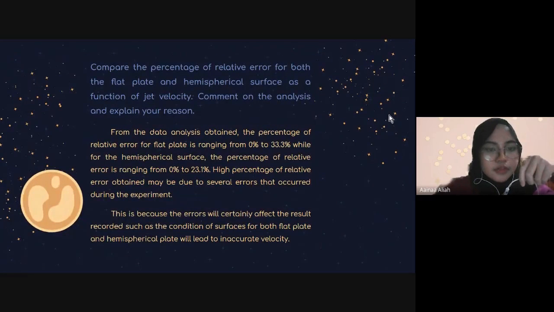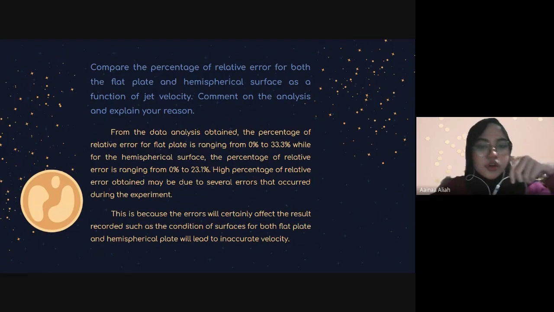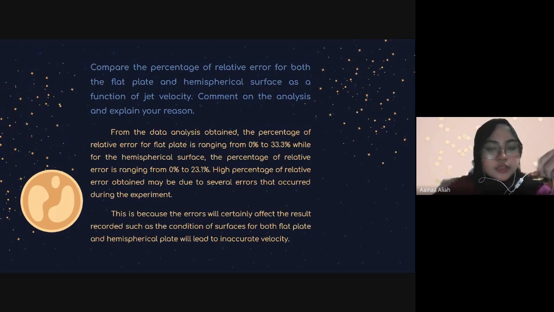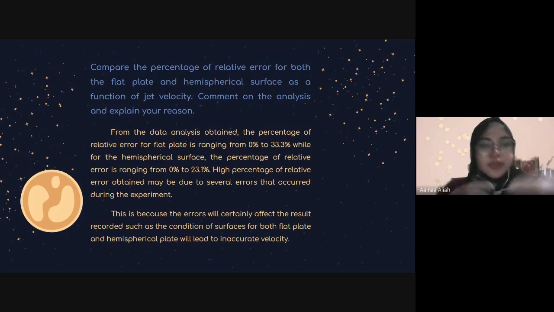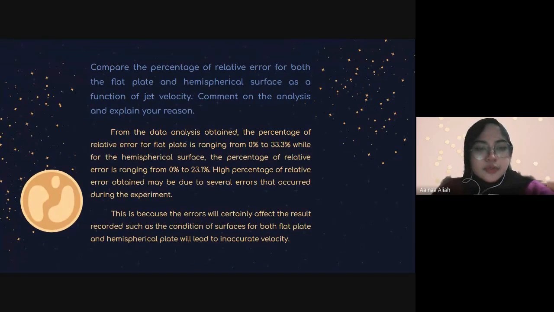Next, for the second part of the discussion, we were asked to compare the percentage of relative error for both the flat plate and hemispherical surface as a function of jet velocity. Comment on the analysis and explain your reason. From the data analysis obtained, the percentage of relative error for the flat plate ranges from 0% to 33.3%, while for the hemispherical surface, it ranges from 0% to 23.1%.